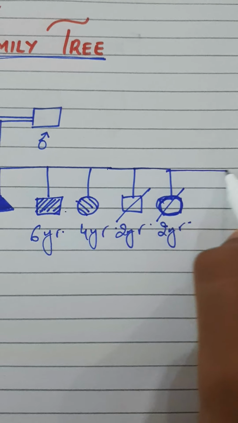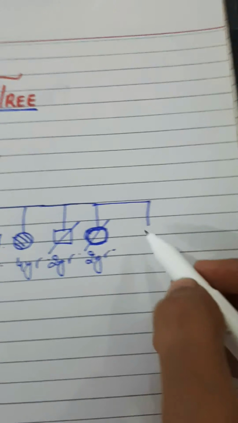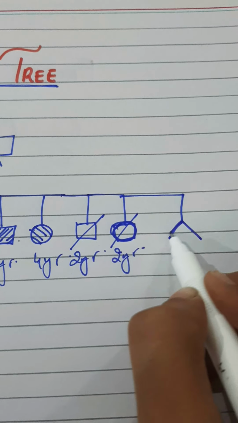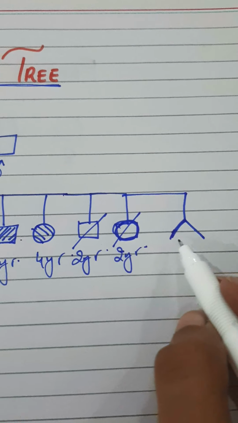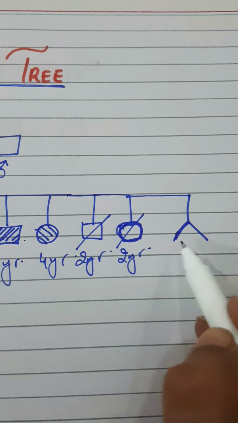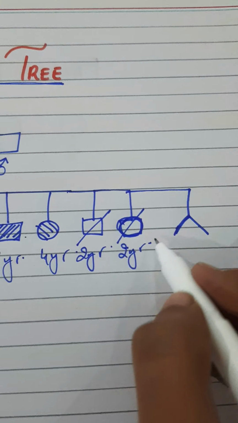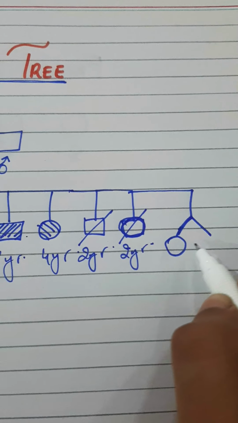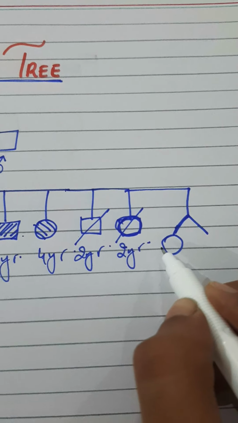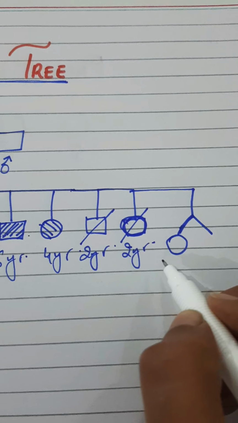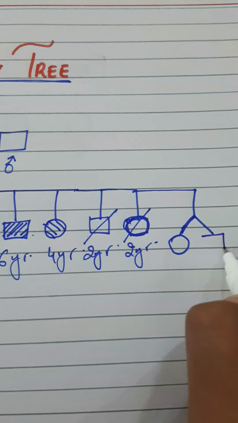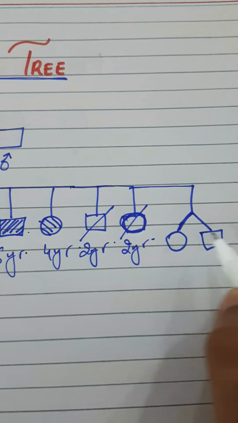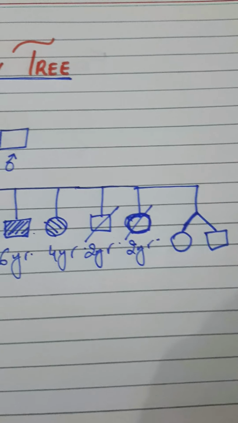Here comes another scenario: if the couple had twins, then how will we show it? Like this. We will make two sub branches of the main branch, and then we will label. If both twin children are female, then we will label two circles. If one is male and one is female, then we will draw like this, and if both are male, then we will draw a rectangle on both sides respectively.